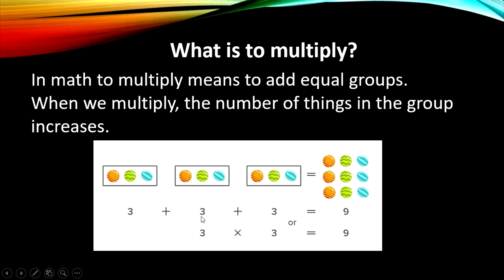3 plus 3 plus 3 is the same as 3 times 3. 3 plus 3 plus 3 is equal to 9, and 3 times 3 is also equal to 9. We have to make 3 equal groups of 3. 1, 2, 3. And when we count the objects that we have, we will get 9 as a total.